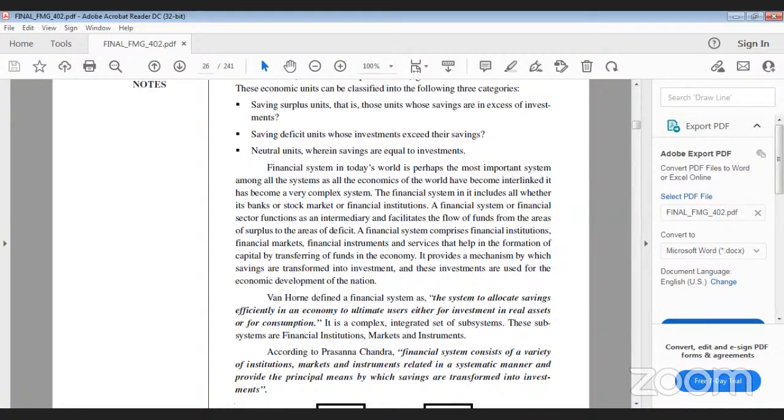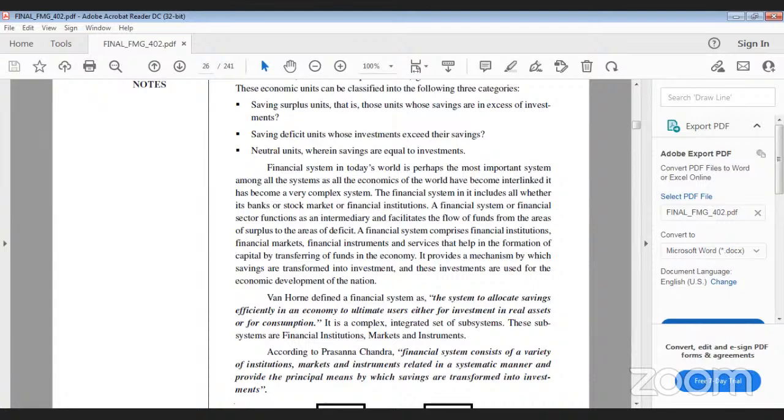The financial system in today's world appears to be the most important system among all systems in the economy of the world. They have become interlinked and it has become a very complex system. The financial system includes banks, stock markets and the financial institutions. The financial sector functions as an intermediary and facilitates the flow of funds from the areas of surplus to areas in deficit.